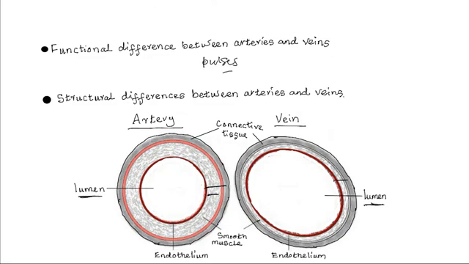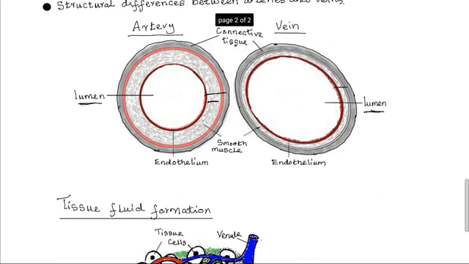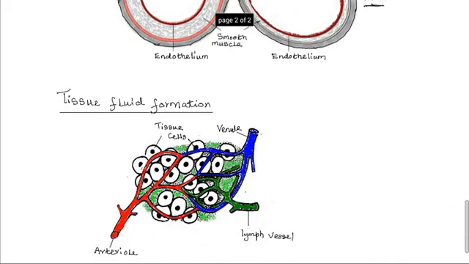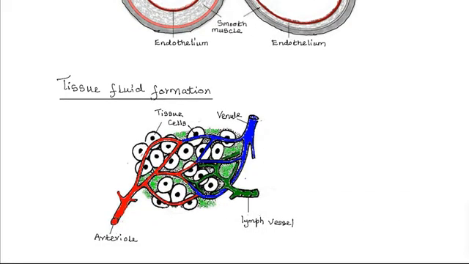Now we can look at tissue fluid formation. Let's look at the process that goes on at the capillaries as the blood flows through them. Now, as mentioned earlier, the capillaries provide the site of exchange of substances between the tissues and the blood, and therefore it is important that they are structured and they are able to facilitate this exchange process. Now, the exchange of substances occurs by a process known as ultrafiltration.